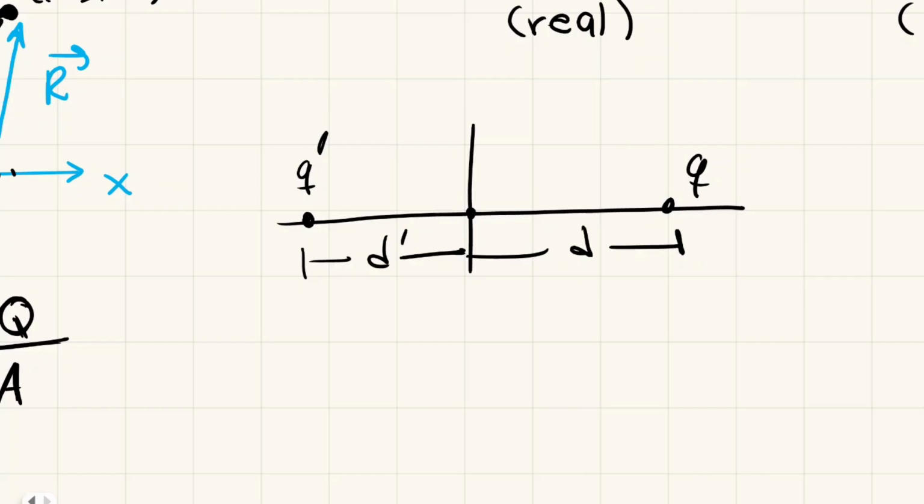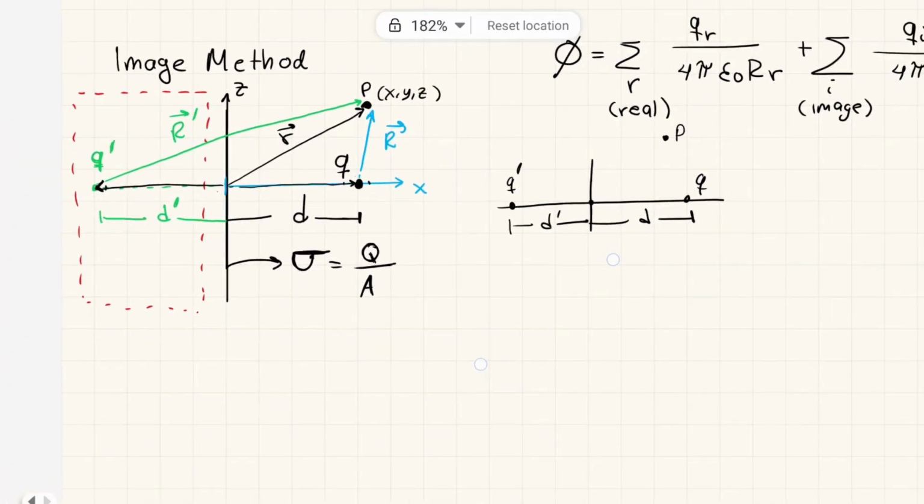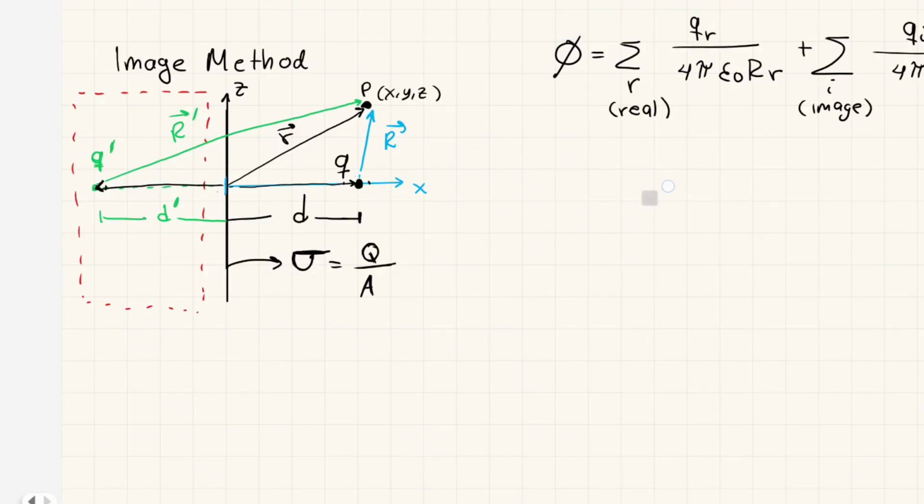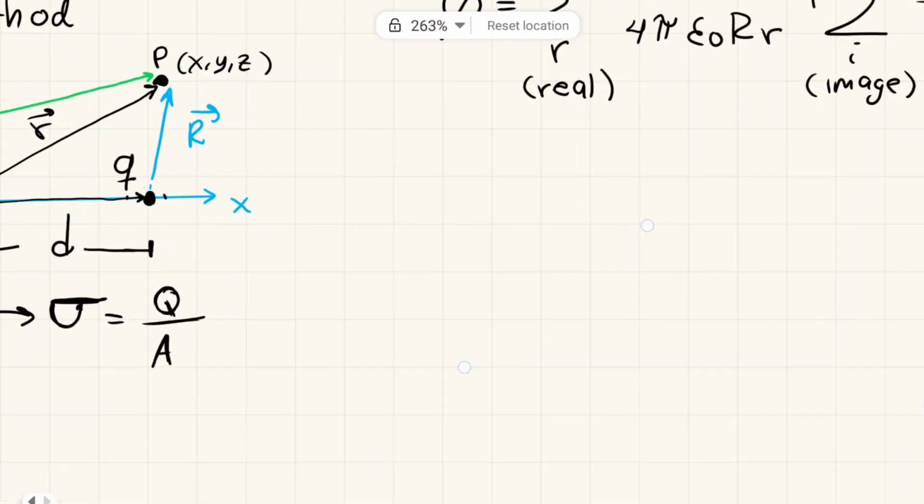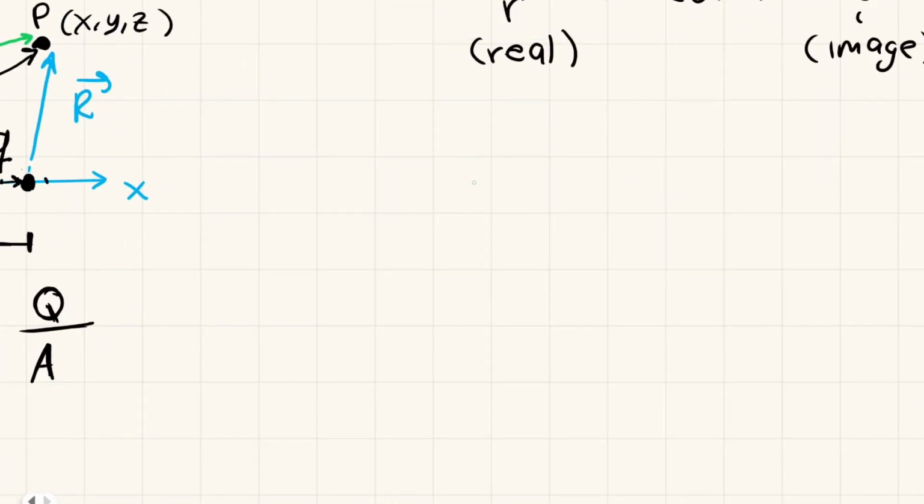But we are going to erase the existence of the plane. The plane is no longer part of the system. So we are going to calculate now the electric potential due to these electric charges. This system needs to be equivalent to the initial system that we had.